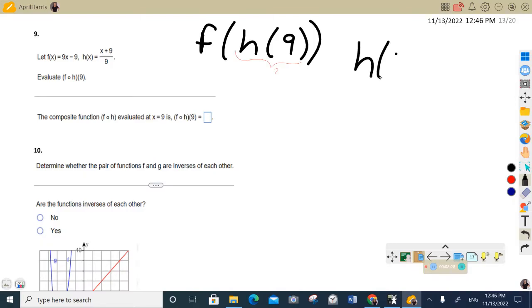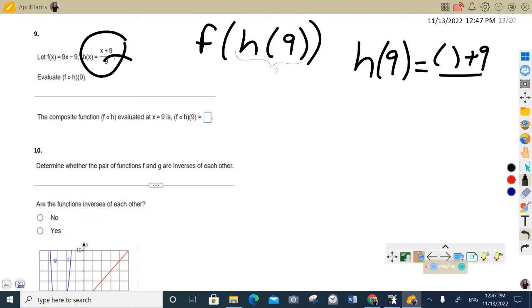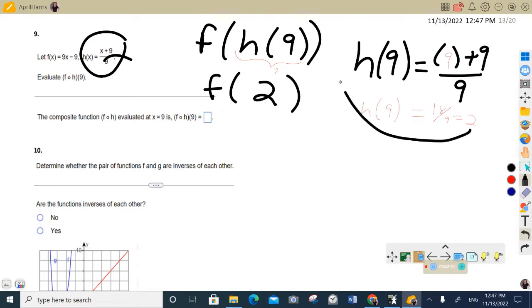The h of 9. So in our h equation, it's x plus 9 divided by 9, and we're letting x be 9. So 9 plus 9 is 18. 18 over 9 is going to be 2. So that is what the h of 9 is. The h of 9 is 2. So I'm really finding the f of 2, because I'm plugging that in right there. And so now I'm going to use the f equation.